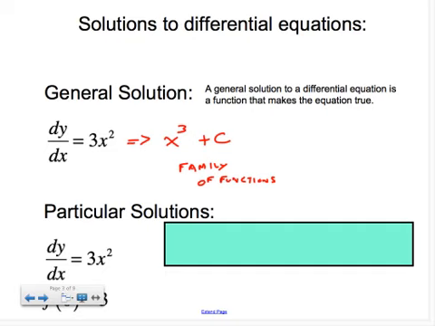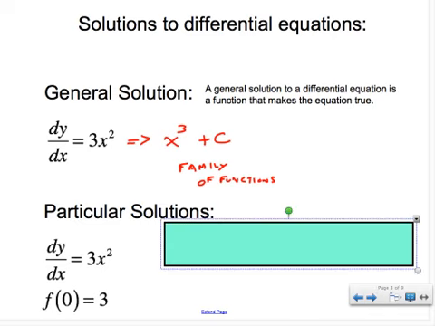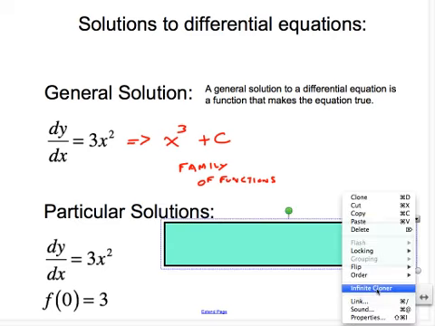Then we have what's called a particular solution, and one of the key facts about differential equations is that under the right conditions, a differential equation and initial condition will only have one solution. So if I say that some function has the derivative 3x squared and passes through the point (0,3), there is only one answer to that problem.